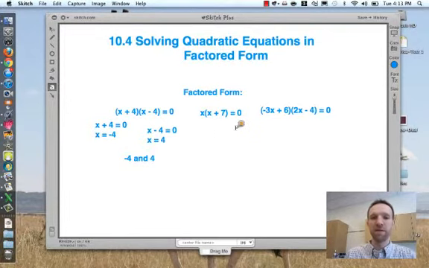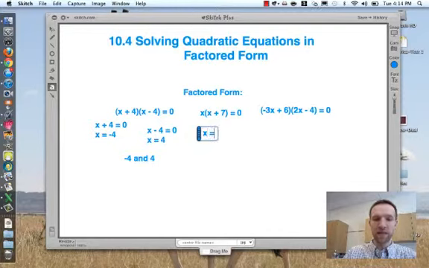Alright, problem number 2. x times x plus 7 equals 0. This is really two monomials. Well, we have a monomial because it's a single term times a binomial. Two little polynomial expressions. So we set them each equal to 0. So the first one, x, we can set that as x equals 0. That's really all we can do with it.